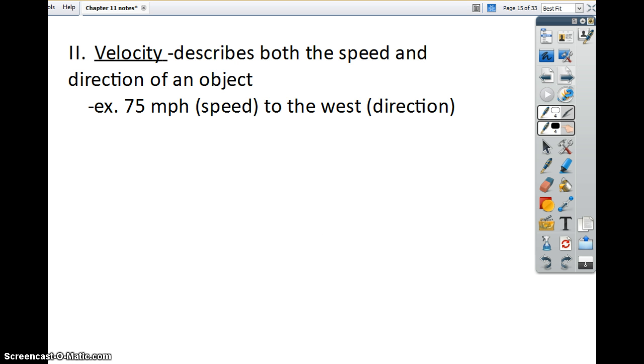Velocity describes both the speed and the direction of an object. So like displacement, velocity includes direction. For example, 75 miles per hour is the speed to the west direction. So it has speed and direction.